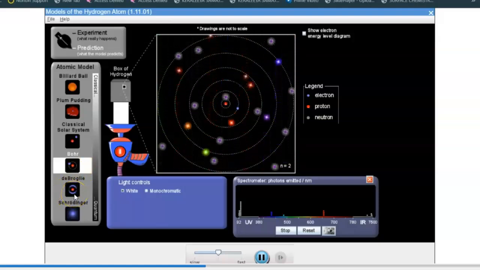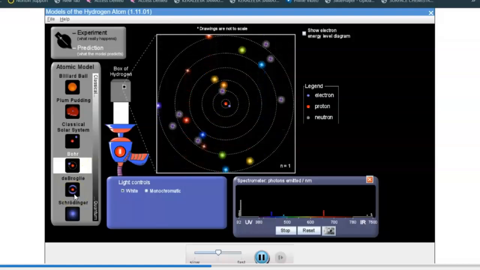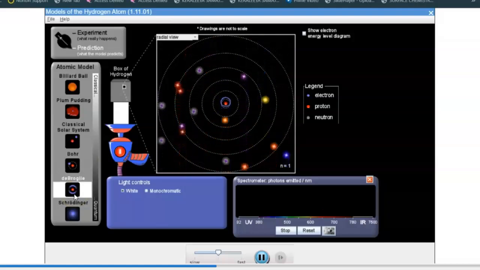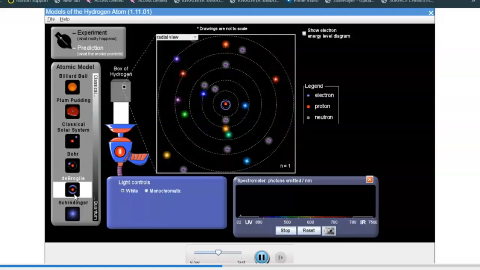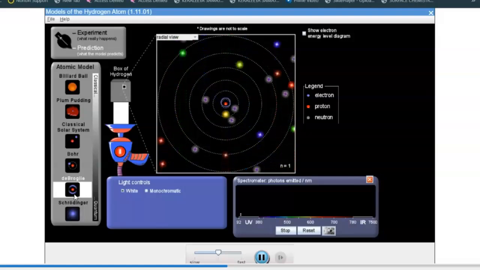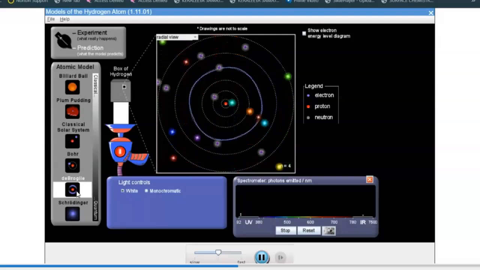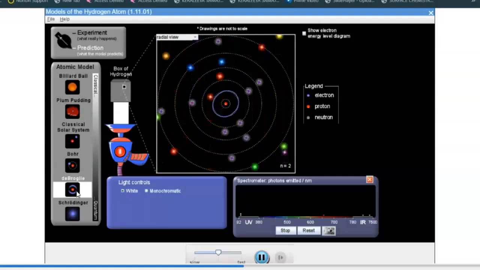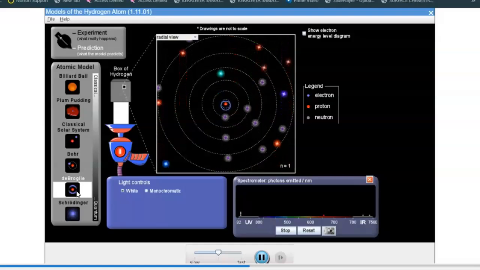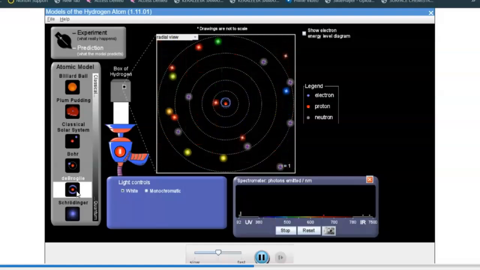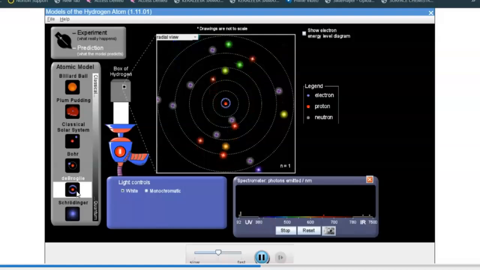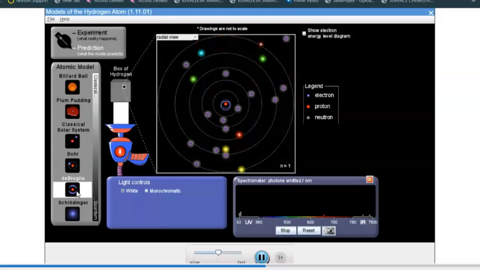Now I take the atom, and we are now considering it as a wave, right? So the electron is a wave. Just see how the waves are jumping from one energy level to another energy level. The concept remains the same. So this proves that we can consider the electron to have wave-like properties.